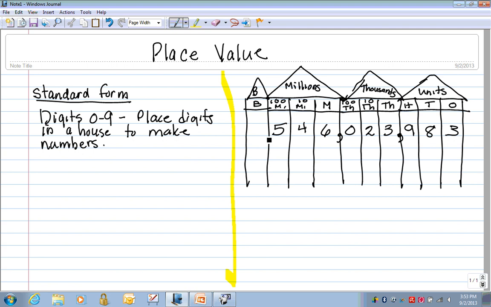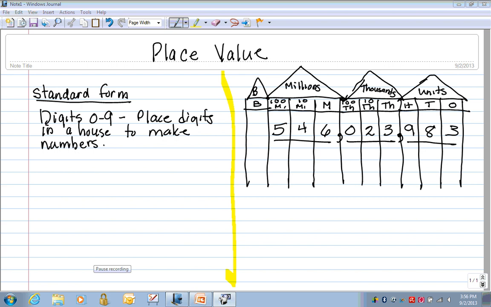So if you wanted to write this number in standard form, this number is 546,023,983. Each comma here separates the houses. So here you see the first set of 3 numbers, and then the second set, and then the third set.